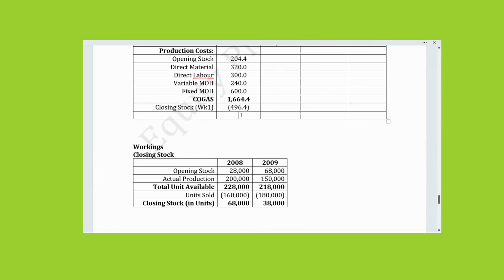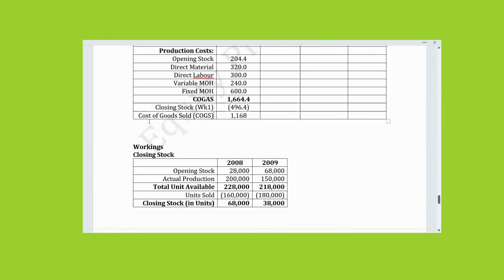All right. So Festus, what's the difference? 1664.4 minus 496.4. What do you get? 1168. So 1168. What do we call this 1168? This represents cost of goods sold, isn't it? Yes, sir. This is cost of goods sold. That's it. You can see it's not difficult.